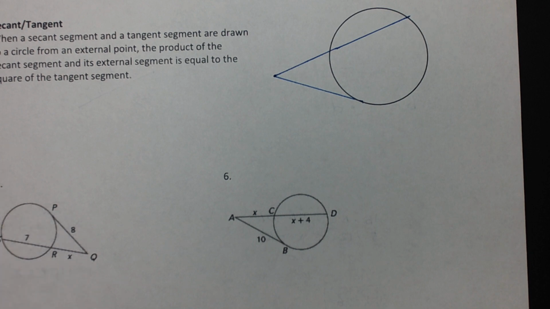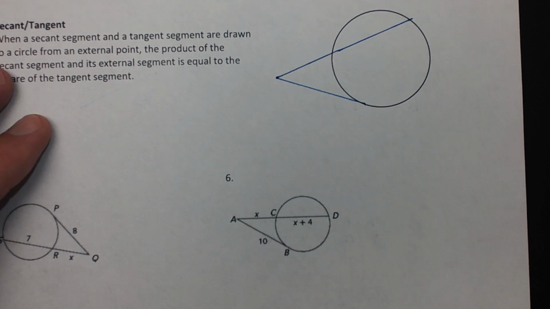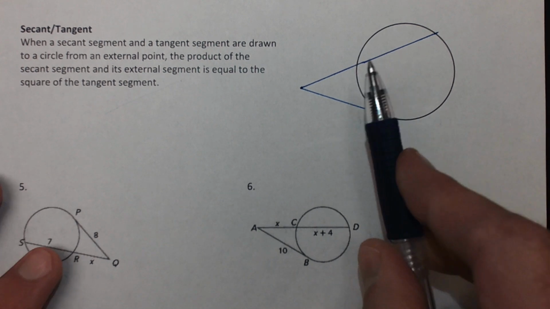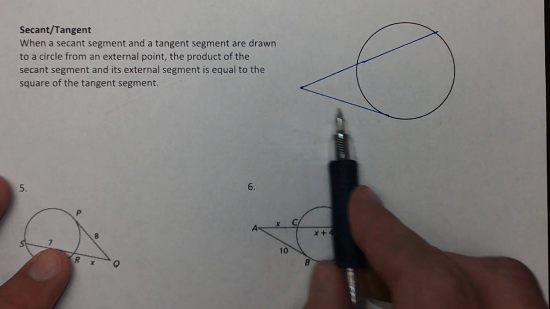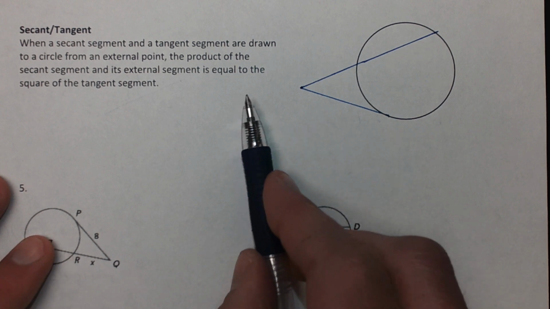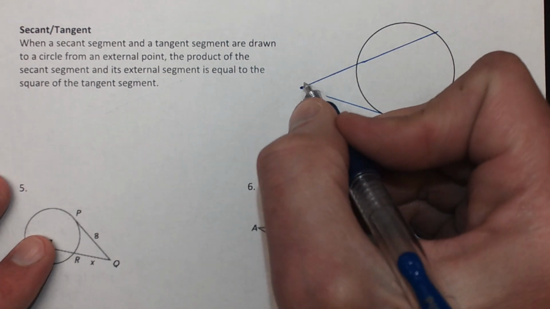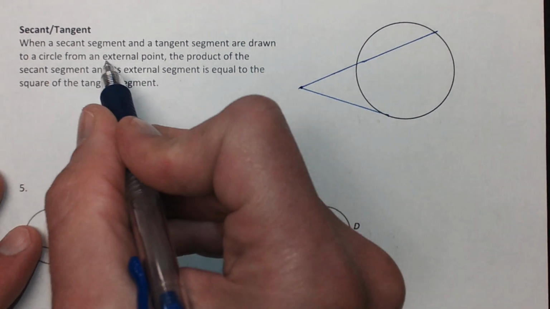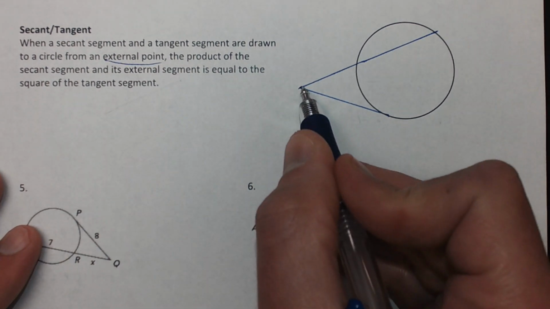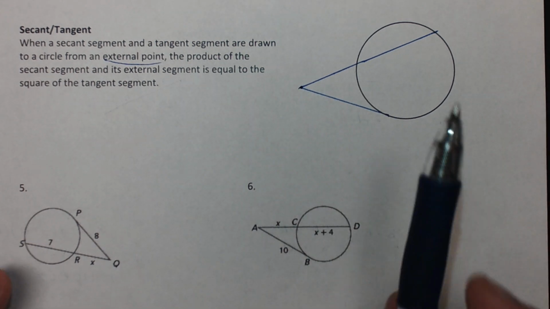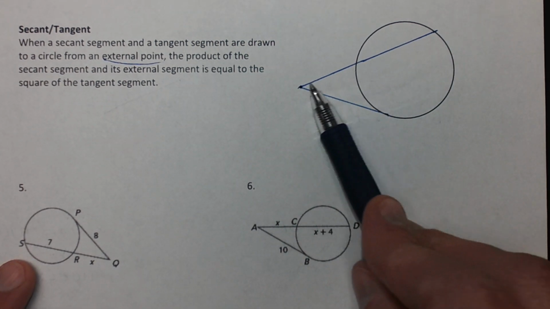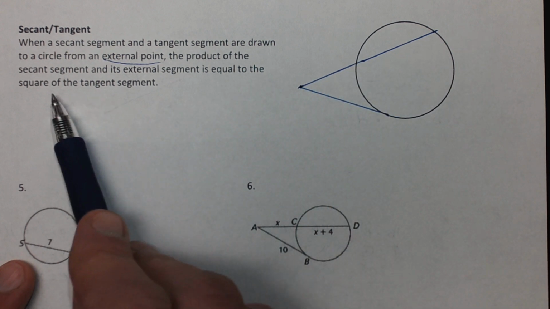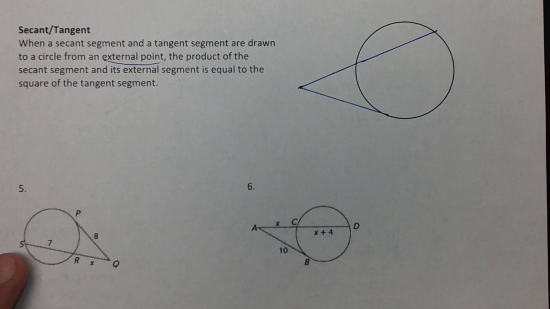Okay, so let's read the formula here. When a secant segment, so that's this top one, and a tangent segment, that's the bottom one, are drawn to a circle from an external point, that's where they're intersecting, right here, outside of the circle. That's why it's called external point, because they're intersecting outside of the circle once again. The product of the secant segment and its external segment, that sounds familiar, whole times outer, is equal to the square of the tangent segment.